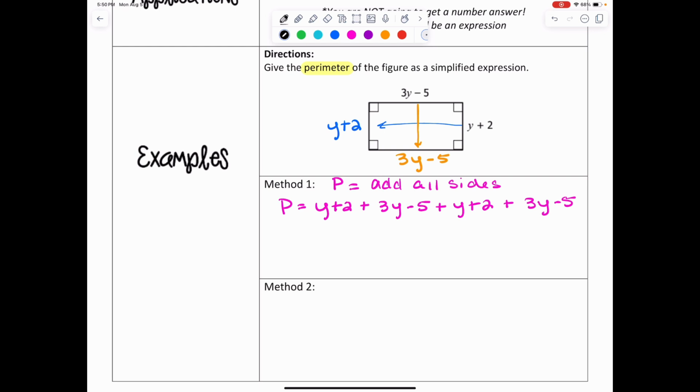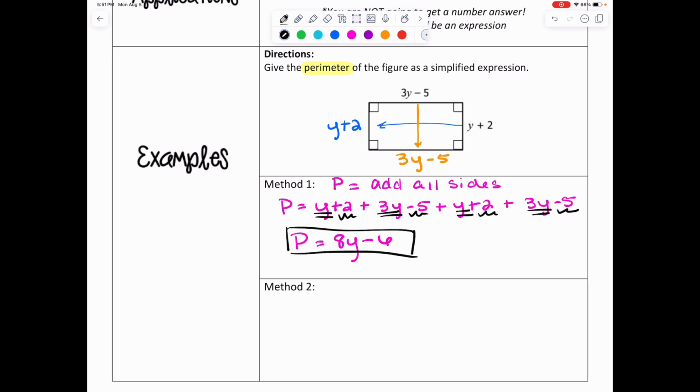Then I can go through and find my like terms. So I have y, 3y, y, 3y. And then I have 2, negative 5, 2, negative 5. So now all I have to do is add up my like terms. My perimeter is y plus 3y, which is 4y, plus y is 5y, plus 3y would be 8y. And then I add up 2 and negative 5, which would be negative 3, plus 2 would be negative 1, minus 5 would be negative 6. So the perimeter for my figure is 8y minus 6.